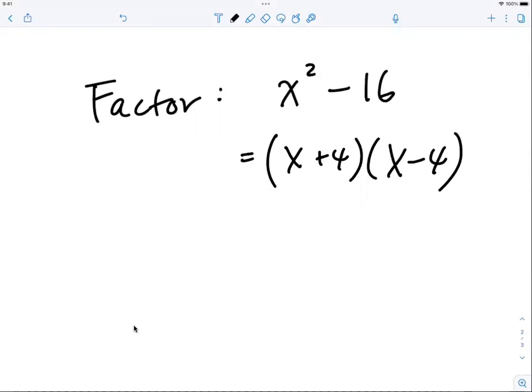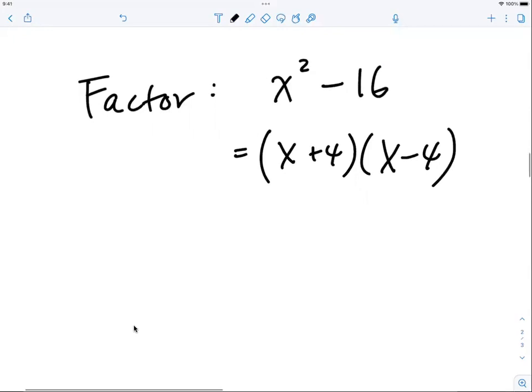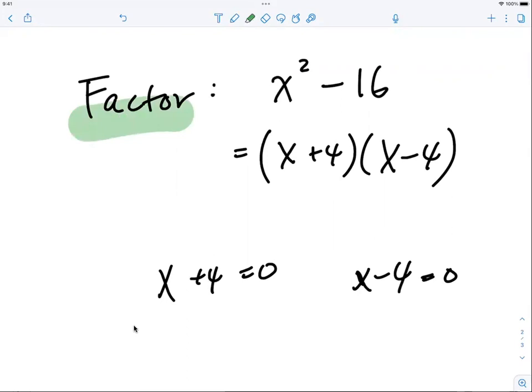Well, let me show you what people wrote on the test, something like this. They wrote down x plus 4 equal to 0, x minus 4 equal to 0. Now, I made that mistake. You know why? Because they did not even understand what this word means.